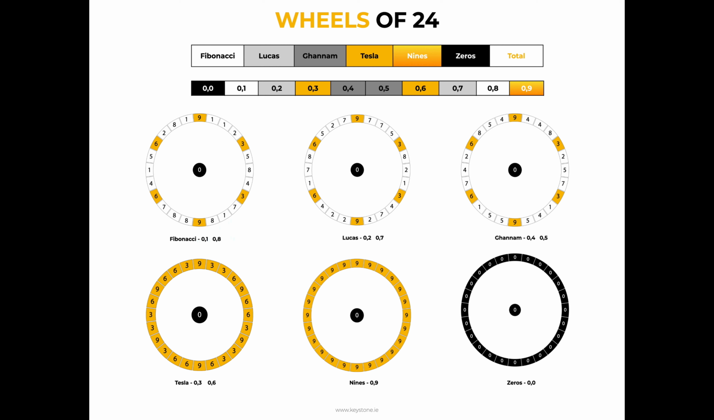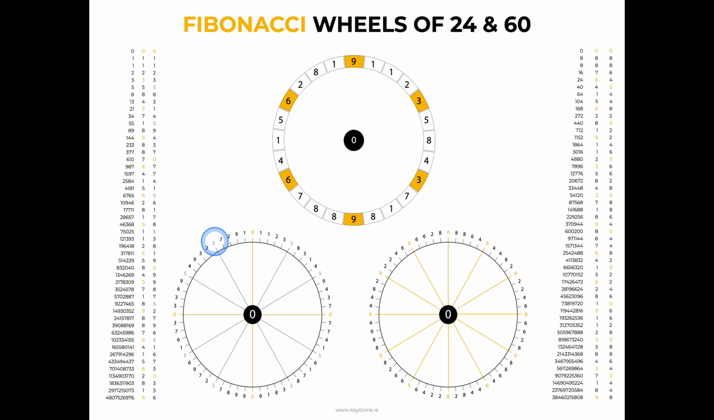And what we discover is that we get the same wheel of 24 with 0, 1 and 0, 8, but we get different wheels of 60 if we start our Fibonacci with 0, 1 or if we start it with 0, 8. So let me break this down for you. On the left, we have the Fibonacci numbers starting with 0 and 1. On the right, with 0 and 8. The middle row is the Fibonacci digital root numbers, which form the wheel of 24. And the outer row is the wheel of 60.